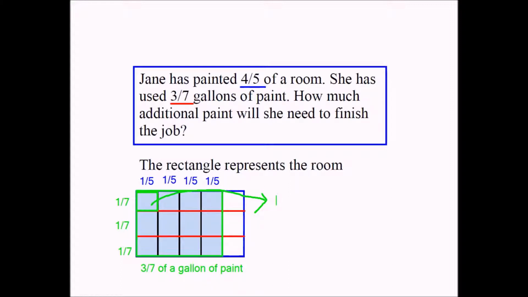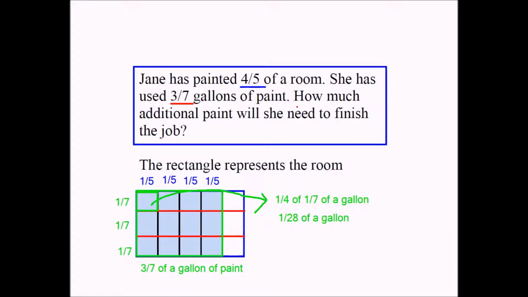Now we're going to pause here and try to make sure we get it. 1/4 of 1/7 of a gallon. Why is this so? Because if this whole strip of 4 squares represents 1/7 of a gallon, one of those squares will represent 1/4 of that, which turns out to be 1/28 of a gallon.